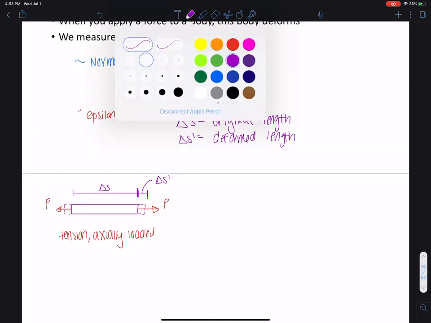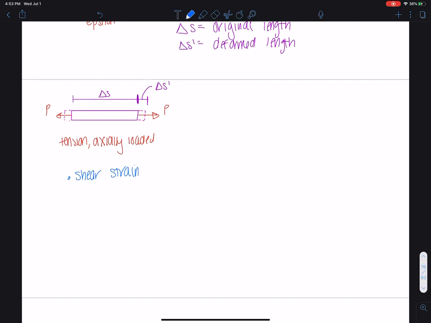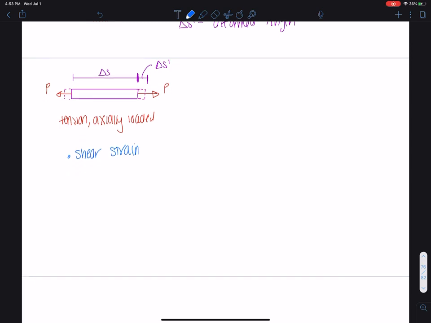Okay, so we talked about normal strain. We can also talk about shear strain. Okay, and this is when deformation changes direction. So we have some kind of change in shape. Okay, so I'm going to write that here. It's a little different than normal strain, right?